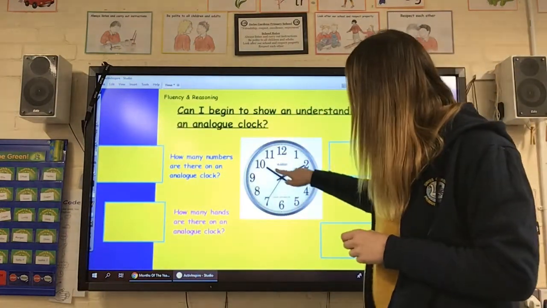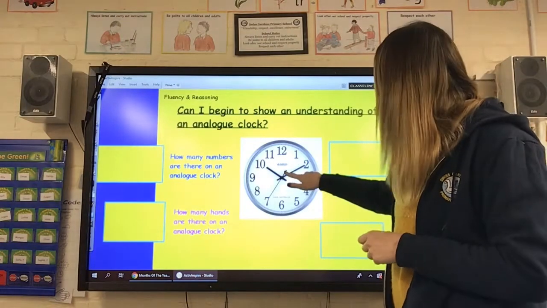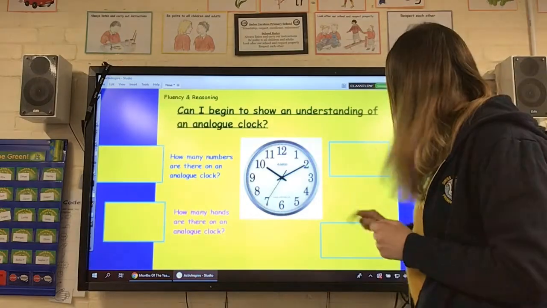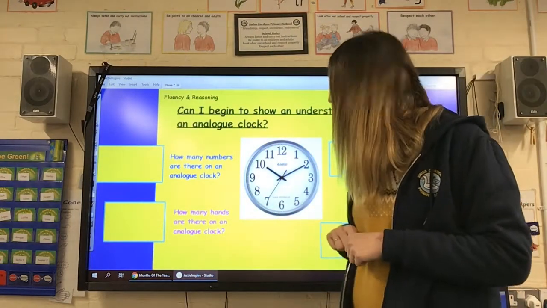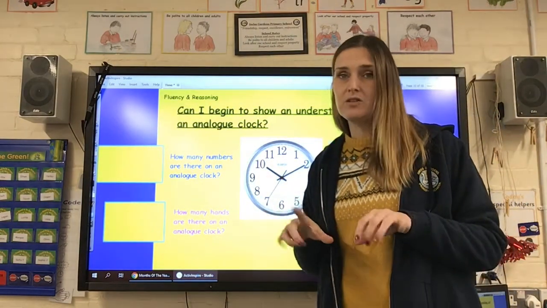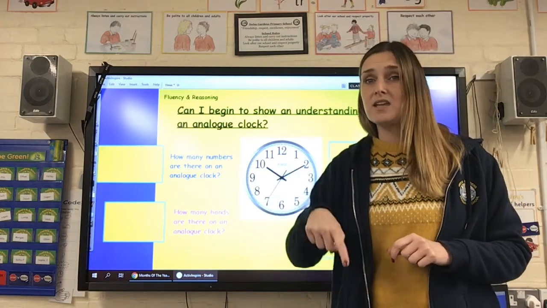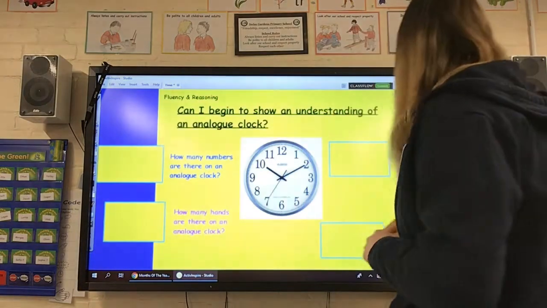One is our hour hand, one is our minute hand, so it measures the minutes, and the thin one, we don't always see on clocks. It's sometimes in a different colour, it's sometimes red. That is our seconds hand, so that measures seconds.